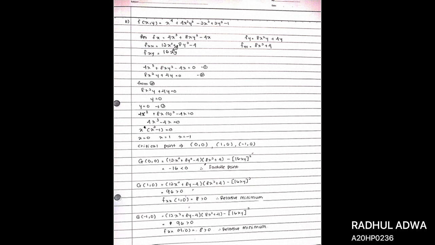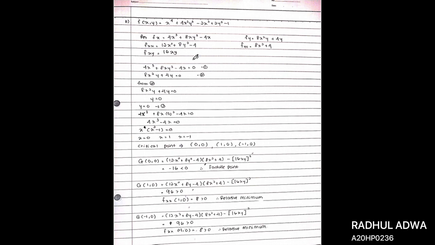To find the critical point, we need to find fx, fy, fxx, fyy, and fxy. So our fx is 4x to the power of 3 plus 8xy squared minus 4x. And for fy, we get 8x squared y plus 4y. For fxx, we get 12x squared plus 8y squared minus 4. Fyy, we get 8x squared plus 4. And lastly, fxy, we get 16xy.